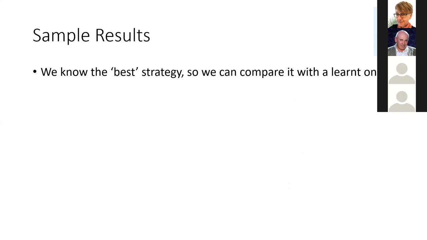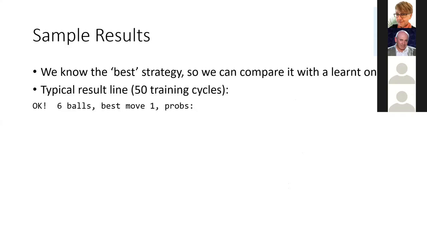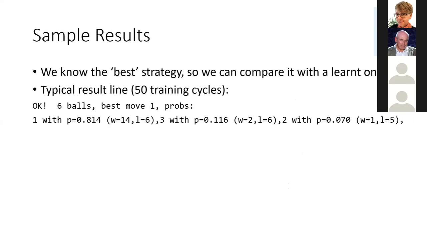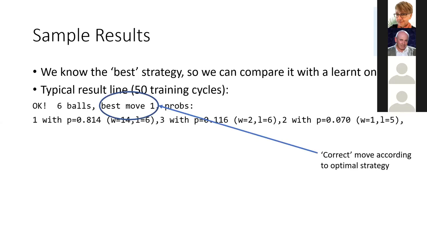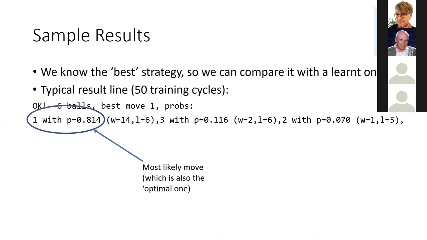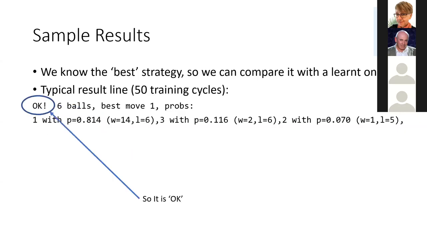Looking at the results, because there is an analytic solution, we can work out what the best answer is. Then we can compare the learnt one with the best one. The results from the training are presented like this: up here we have the best move from the analytic solution. When there are 6 balls left, the best move is to take 1. We compare that with a probability distribution, ordered in terms of probability, so the first is the one with the highest probability and the last has the lowest. Then we say whether it's okay or not.